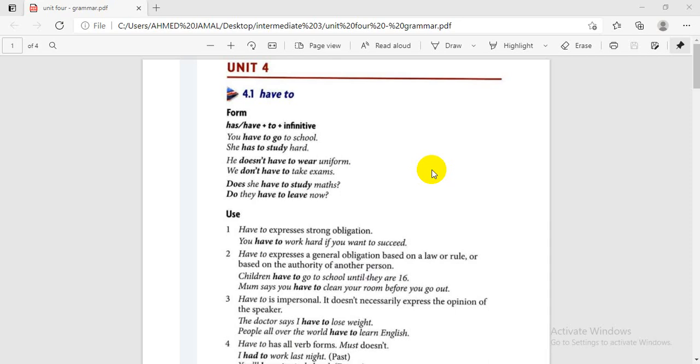طلبة الأعزاء، Unit 4 Grammar 4.1: have to, form has or have to infinitive. You have to go to school. She has to study hard. He doesn't have to wear uniform. We don't have to take exams. Does she have to study maths? Do they have to leave now?